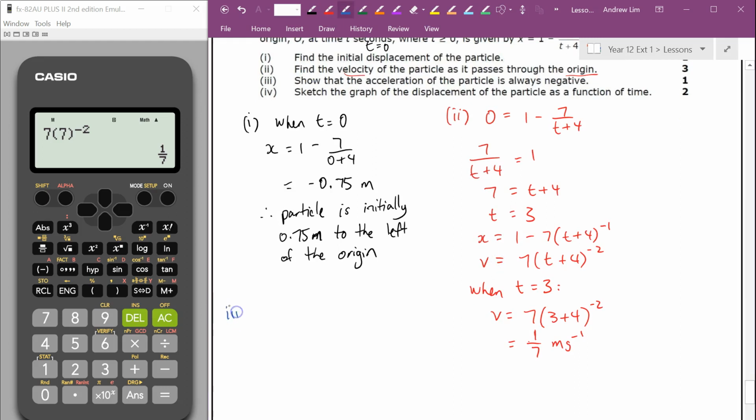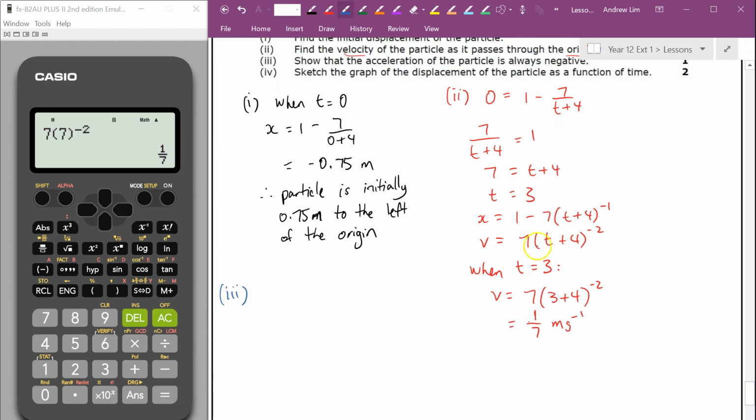Okay, part 3. Show that the acceleration of the particle is always negative. So we've got the velocity function here. To work out acceleration, we need to differentiate. So a is equal to, bring down the power, write down what's in the brackets, reduce the power by 1, and multiply by the derivative of what's in the brackets, which is just 1. And so I'm now going to write this as minus 14 over (t plus 4) cubed.